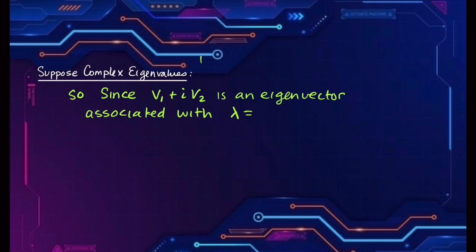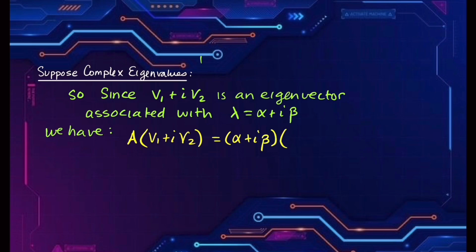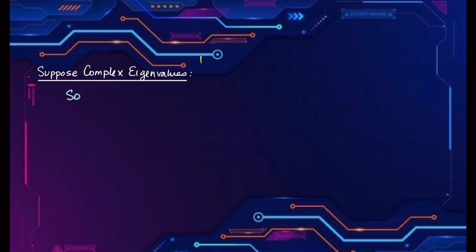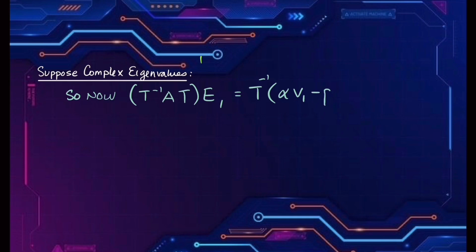So since v1 plus i v2 is an eigenvector associated with the eigenvalue alpha plus i beta, we have A times (v1 plus i v2) equals (alpha plus i beta) times (v1 plus i v2). And that sets up a system of two equations. If we let, again, our linear map be made up of the column vectors v1 and v2, we can then put our matrix into canonical form by calculating T inverse AT.